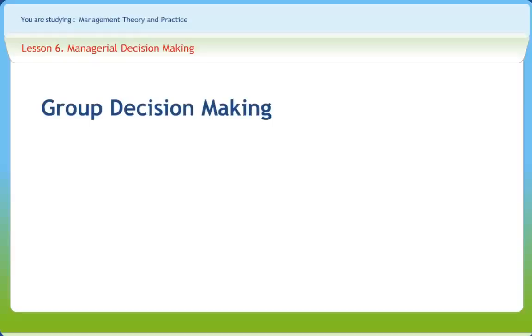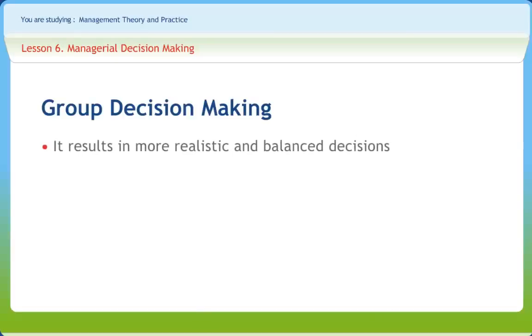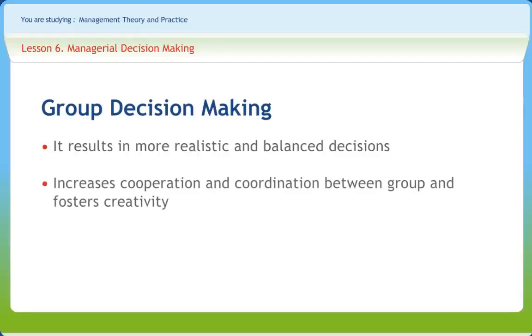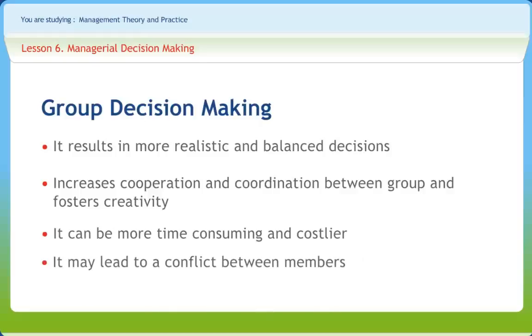Unlike individual managerial decisions, group decisions are those taken by a group of persons. Decisions taken by a board of directors or committee are a few examples of group decisions. Group decision making generally results in more realistic and well-balanced decisions and encourages participative decision making, but also involves delay and makes it difficult to fix responsibility for such decisions. It also increases cooperation and coordination between groups and fosters creativity, but may lead to a conflict between members.